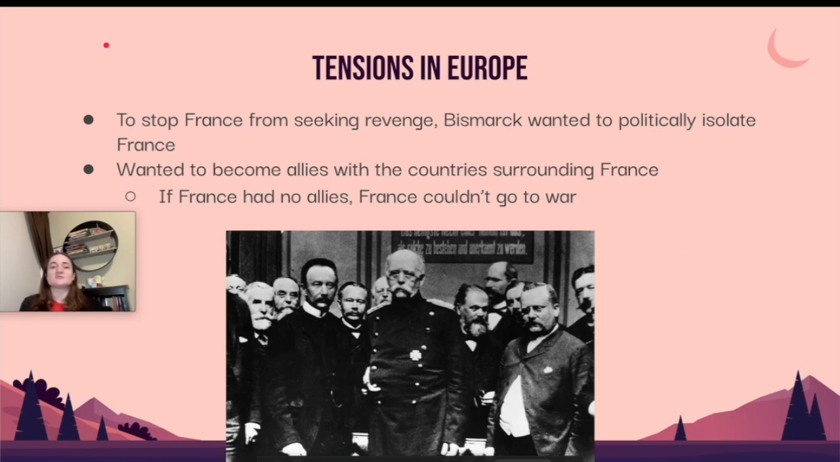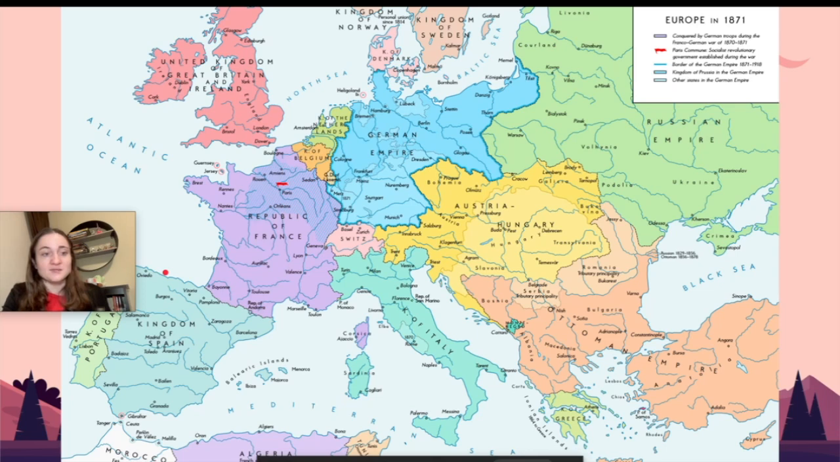To stop France from seeking revenge, Bismarck wanted to politically isolate France. This is how he wanted it to go. He wanted to become allies with all of France's borders. All the countries that surround France, he wanted to be friends with, because he thought if France had no allies, France couldn't go to war. If they went to war, no one's there to back them up.